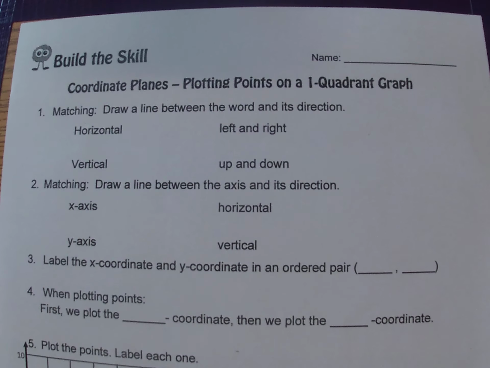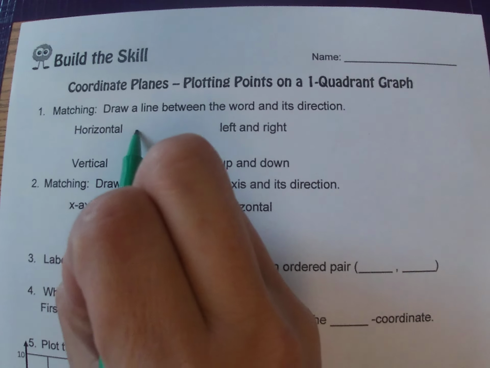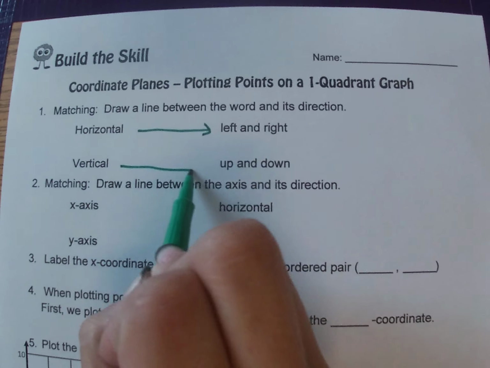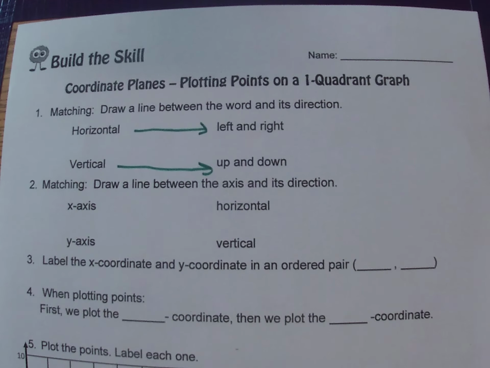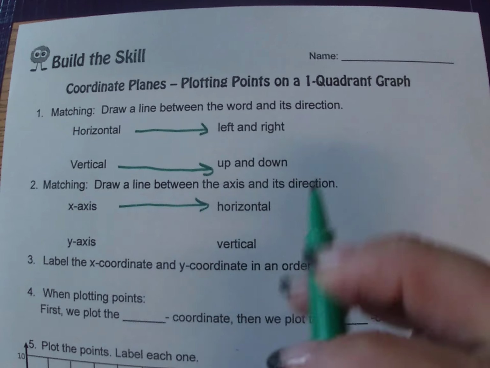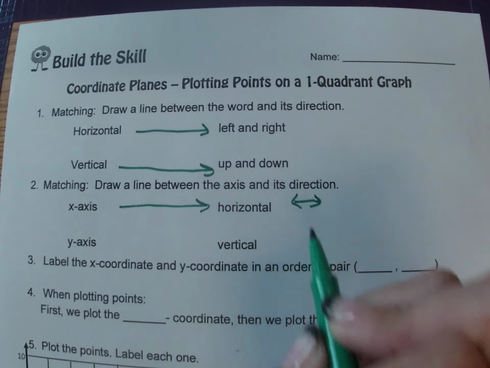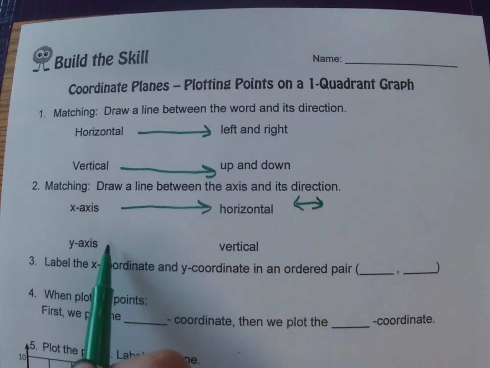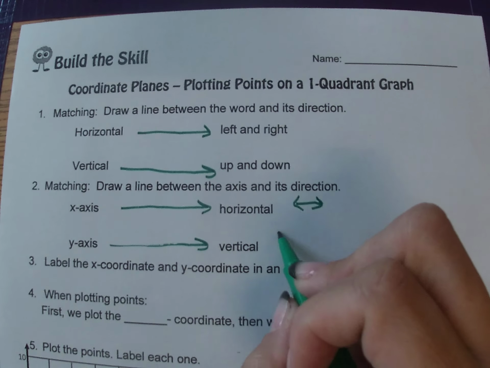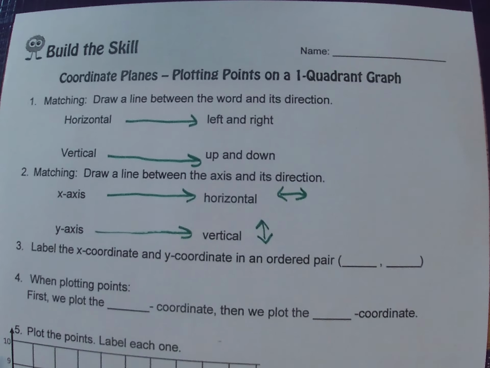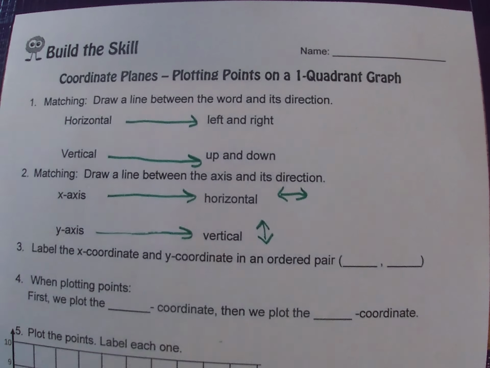We need to know that horizontal means left and right, vertical means up and down. I just told you the x-axis is the horizontal axis, so that's the one going left and right. The y-axis is our vertical axis, so that's the one going up and down, because horizontal means right and left and vertical means up and down.